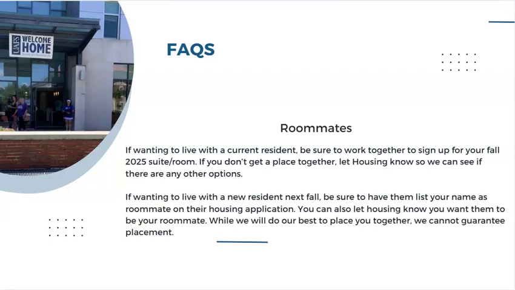If you did not get the roommate that you wanted, you can also contact housing and let us know. Your resident director will work with you to try to make that work. If you're wanting to live with someone who's a new resident for next year, be sure to have them put your name on their housing application as a roommate. What we'll do is we'll work with both you and them to try to get you into the same location.